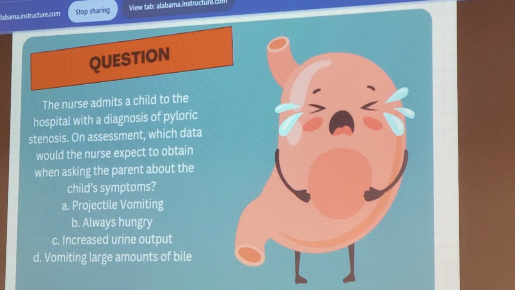Why are they always hungry? They keep emptying their stomach, right? Every time they take something in, it comes right back up. They're not getting that digestion like they should, not absorbing those nutrients like they should. So A and B on this one, projectile vomiting and always hungry. Question about pyloric stenosis.